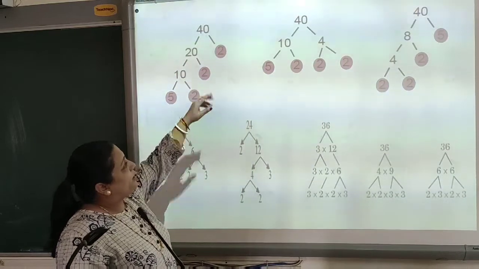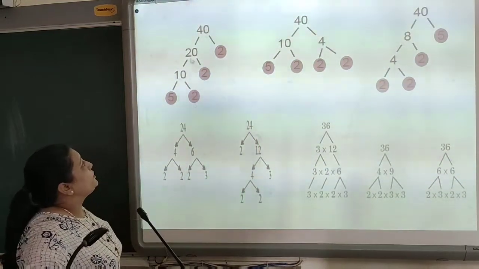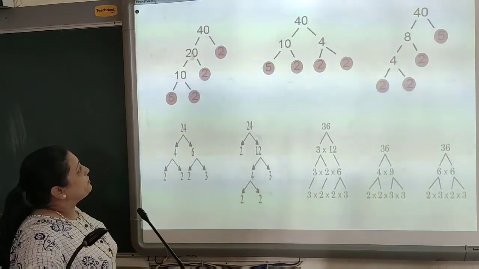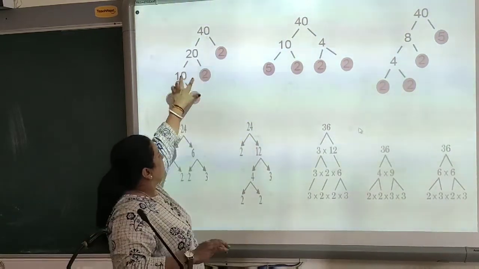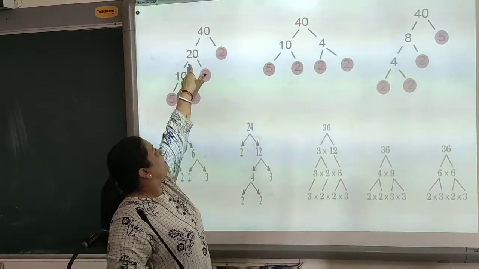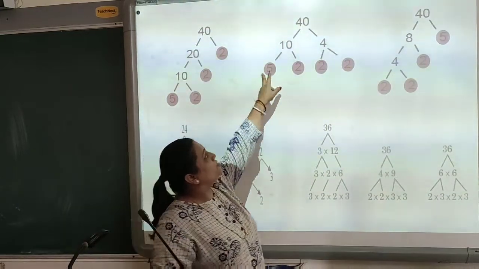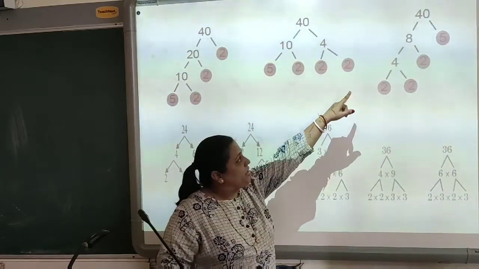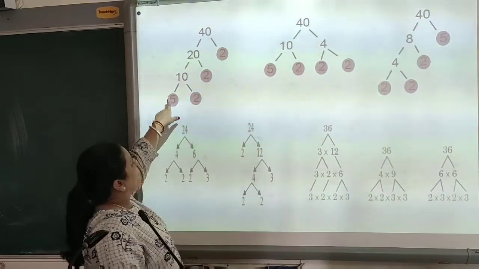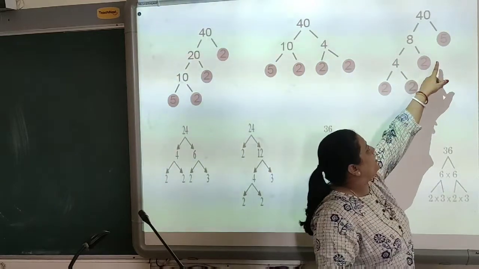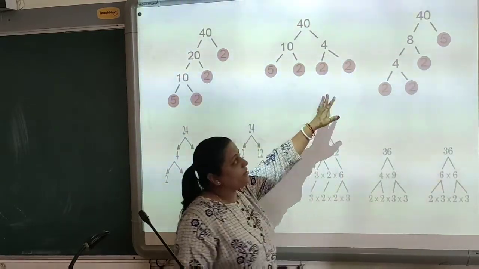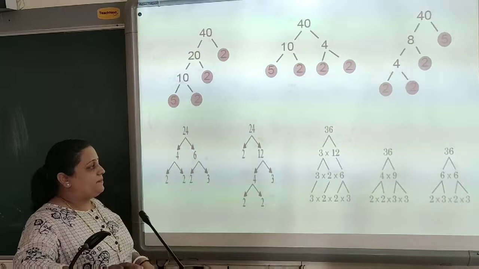Now 40, how have I done it? See here, 20 2s are 40. Then 10 2s are 20, 5 2s are 10. So here this branch is closed, but this branch I have extended because these were composite numbers. Here 10 4s are 40. See here 8 5s are 40. So what answer did I get? 5, 2, 2, 2. Here also 5, 2, 2, 2, and here also 5, 2, 2, 2. So 3 times 2 and 1 times 5. So the answer is the same.